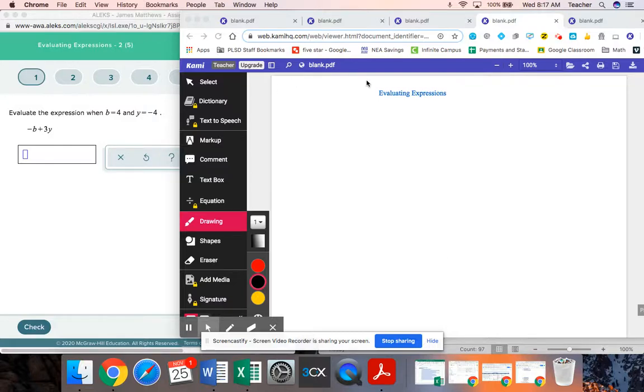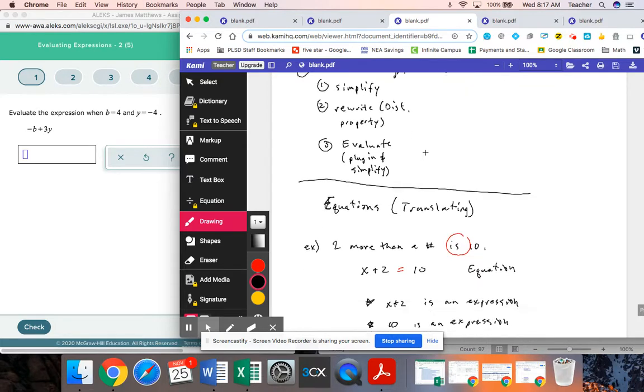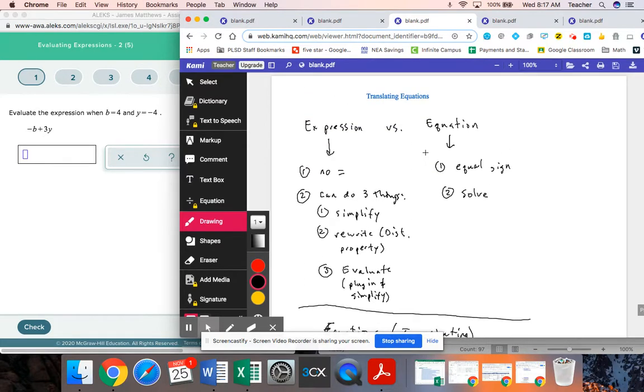All right, we're going to talk about evaluating expressions. And I wanted to jump back to when we were talking about translating equations. I mentioned the difference between expressions and equations. And with expressions, there are three things you can do. You can simplify, rewrite them using properties, and then you can evaluate them. And that's what we're going to do right now.